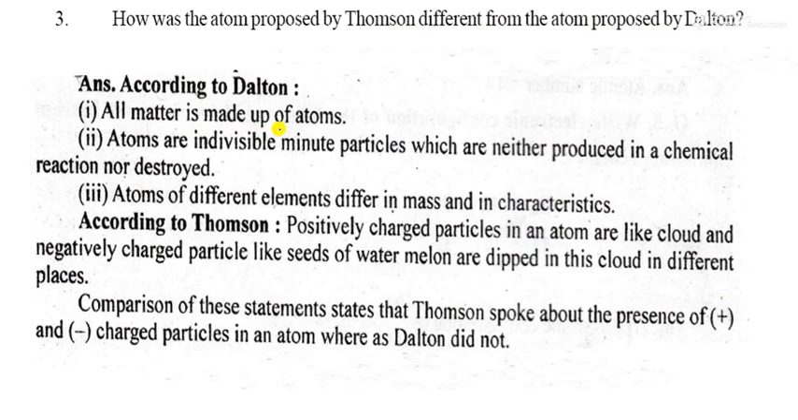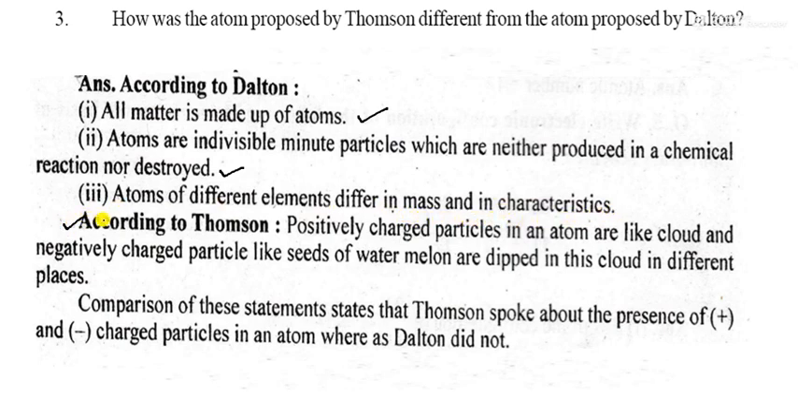So first, all matter is made up of atoms, according to Dalton's theory. Atoms are individual minute particles which are neither produced in a chemical reaction nor destroyed. That means they are not created and not destroyed. Now the third one: atoms of different elements differ in mass and in characteristics.